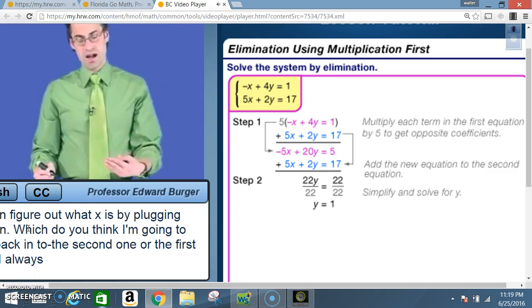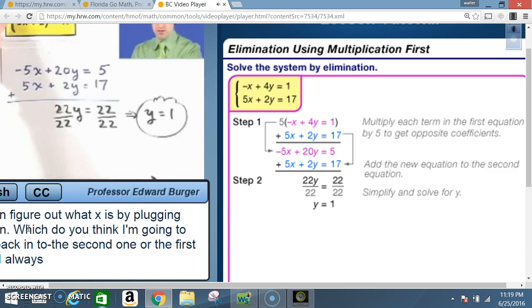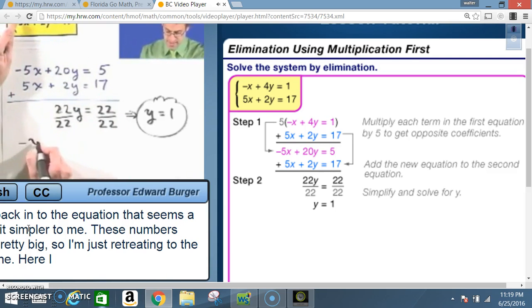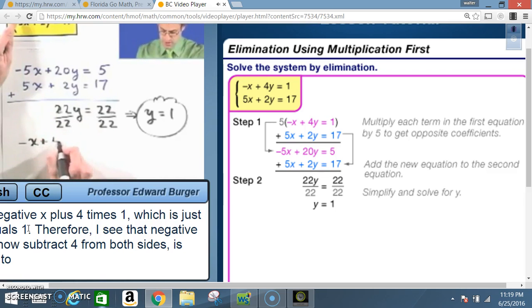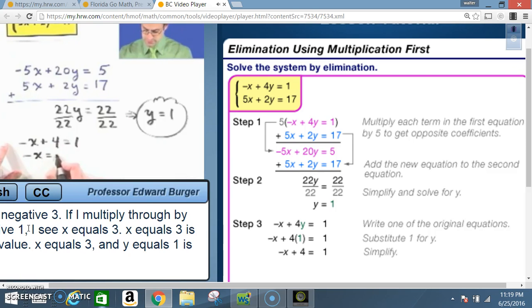Okay, now that I have y, I can figure out what x is by plugging back in. Which do you think I'm going to plug back into? The second one or the first one? I always plug back into the equation that seems a little bit simpler to me. These numbers look pretty big, so I'm just retreating to the first one. So here I go. Negative x plus 4 times 1, which is just 4, equals 1. And so therefore I see that negative x, if I now subtract 4 from both sides, is going to equal negative 3. And then if I multiply through by negative 1, I see x equals 3.